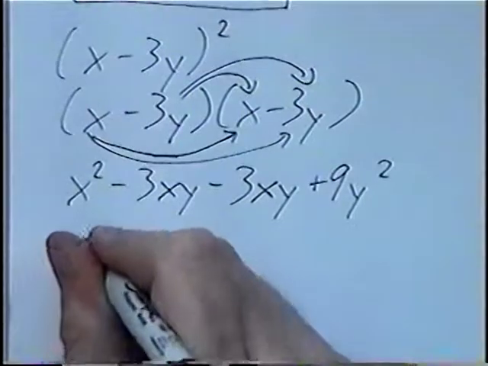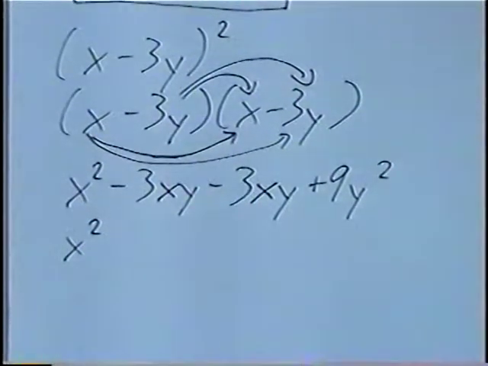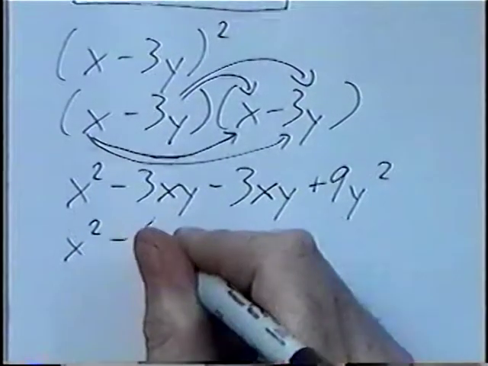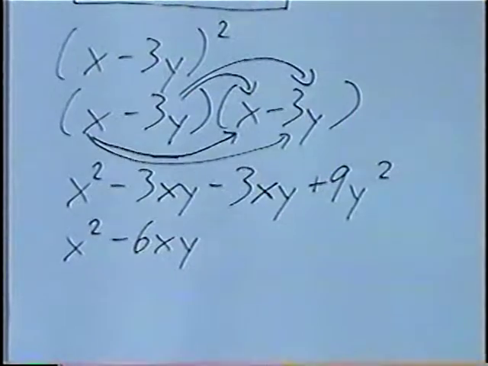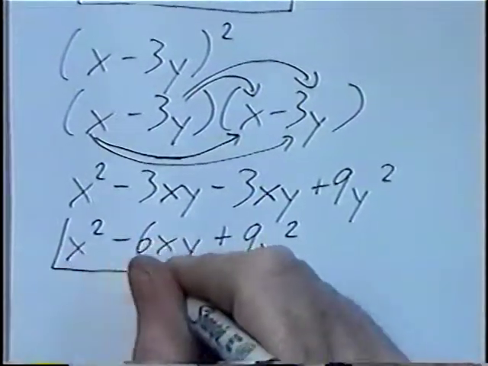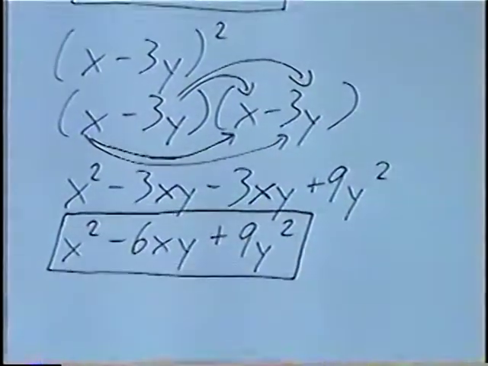Simplifying, we can combine like terms. Minus 3xy minus another 3xy. Negative 3 minus 3 would be negative 6, and the xy would stay the same. Plus 9y squared. So our final answer, x squared minus 6xy plus 9y squared.